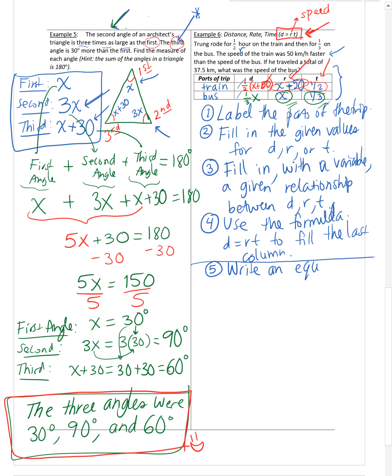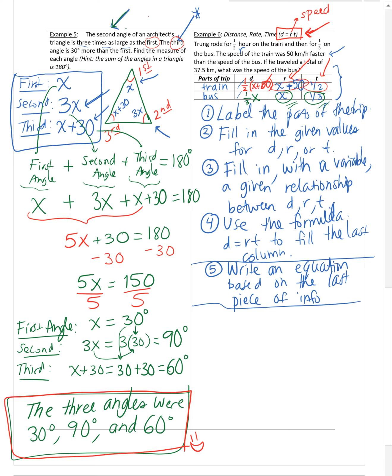Write an equation based on the last piece of information. All right, what did they say? They said he traveled a total of 37.5 kilometers. Okay, I have to keep in mind, kilometers is a unit of distance.